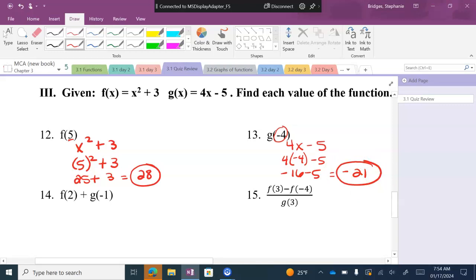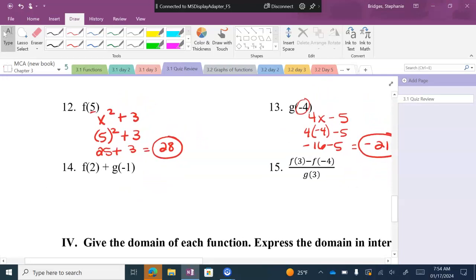And then 14 and 15 have multiple pieces, so you need to figure out each one, and then you can apply whatever it's asking you to do. So for example, 14, we want to find the value of our function f when x is 2. We want to find the value of our function g when x is -1, and then we'll add those two results together. So let's start with f of 2. Again, everywhere there is an x, I'm going to put in a 2. 2 squared is 4. 4 plus 3 gives me 7. So that's the result of the first part.